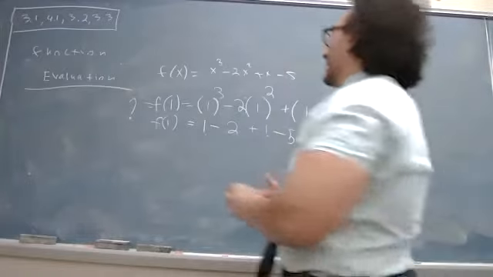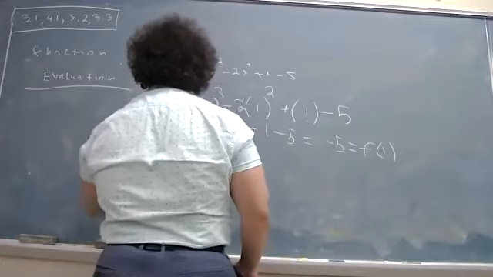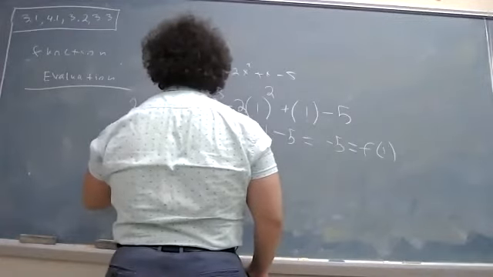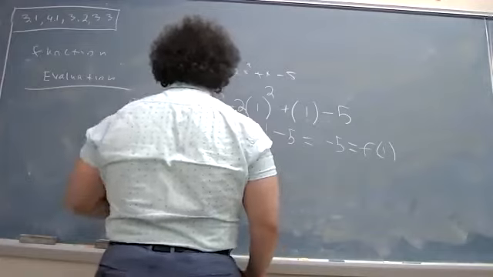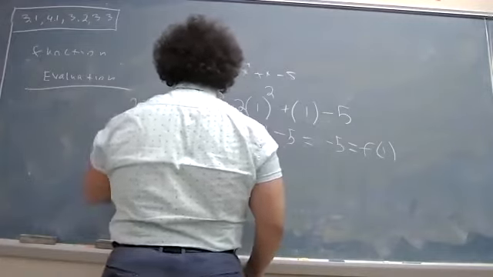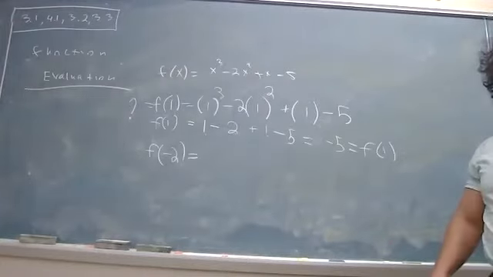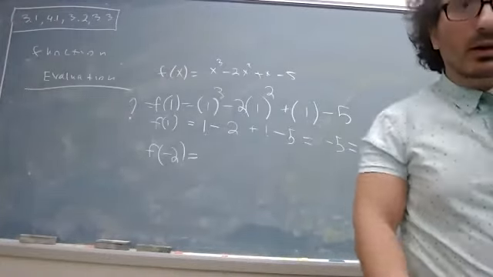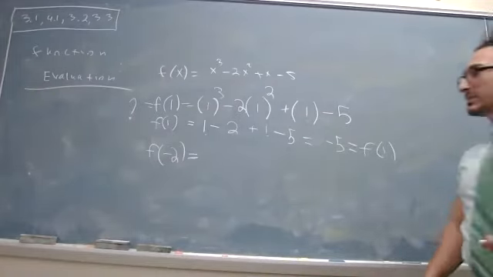That's why now we're going to evaluate it for f of 2. No, actually, let's spice it up. We'll do f of negative 2. How about that? Agreed. Okay. Agreed that we should spice it up.